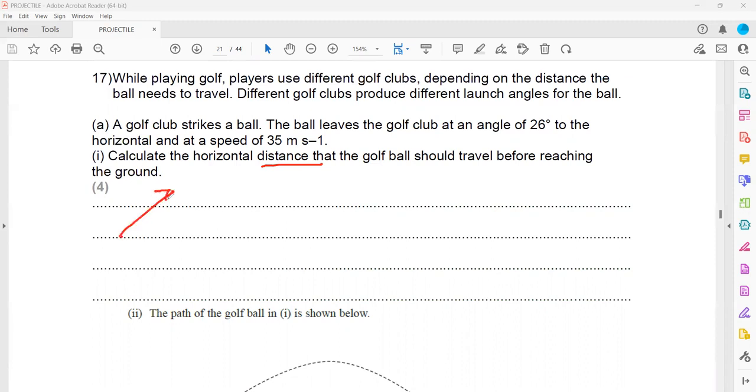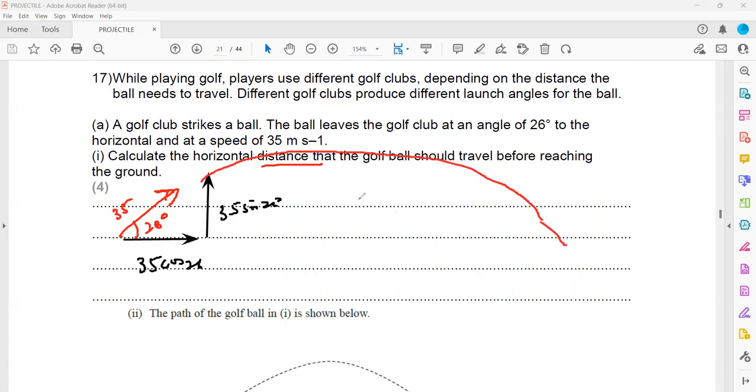So we have the launching speed 35, and we have the angle 26. So this will have two components, horizontal and vertical. Horizontal will be 35 cosine 26, and vertical will be 35 sine 26. And this will be the trajectory followed. So what we'll do, the same, because to get the range it is the horizontal component multiplied by the total time of the flight.